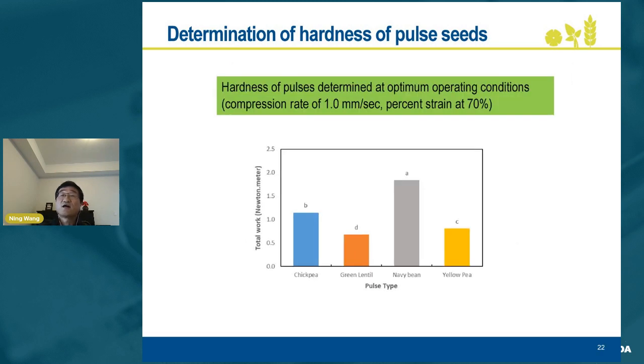Here is the hardness determined at the optimum condition: 1 millimeter per second and 70% strain. You can see the differences in hardness. Navy bean shows the hardest. Lentil has less hardness.